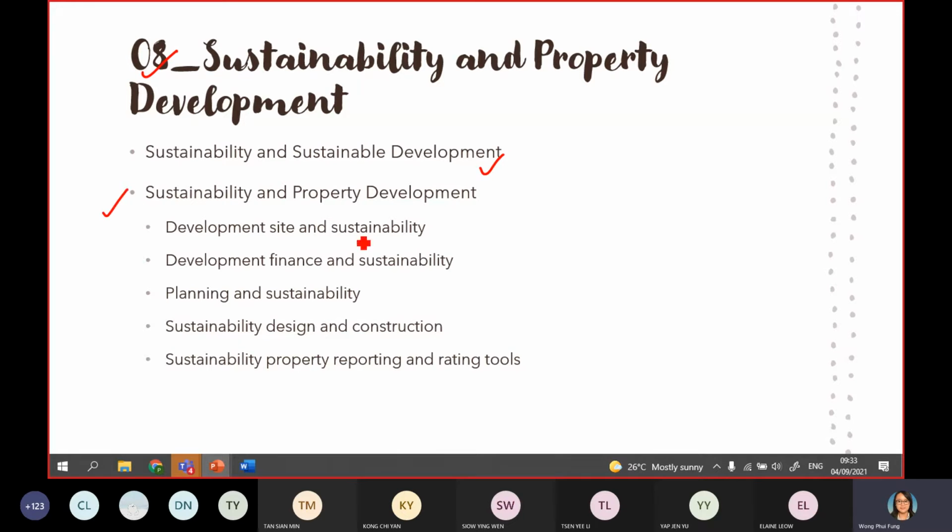After that, for the second part, I briefly went through with you how we can integrate sustainability throughout the property development stages, from that piece of land to the funding, to the planning, to the design and the construction stage, and lastly, during the reporting stage. So these are some of the ways that the developer can inject sustainability into their project.